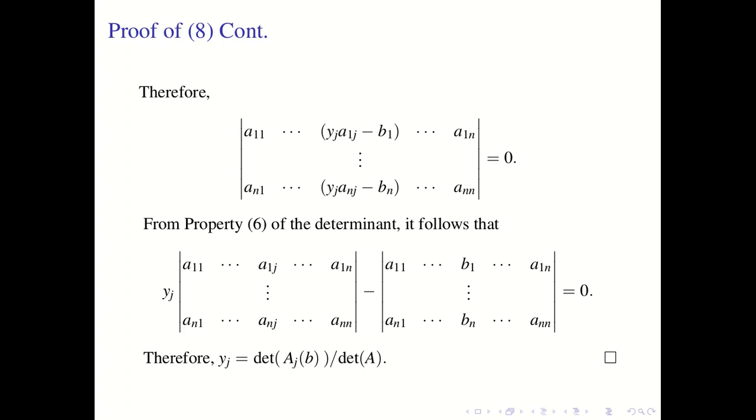And the second term is nothing but the determinant of A_j(b), and the coefficient of yj is nothing but the determinant of A. Now take the determinant of A_j(b) to the other side and divide by the determinant of A. What you get is yj. So this concludes the proof of the 8th property as well. And we conclude this lecture.